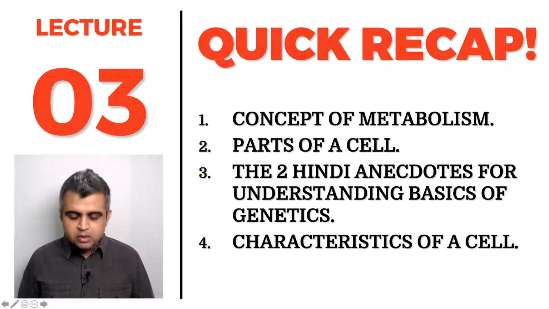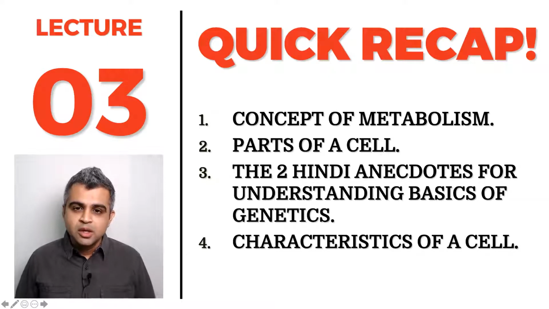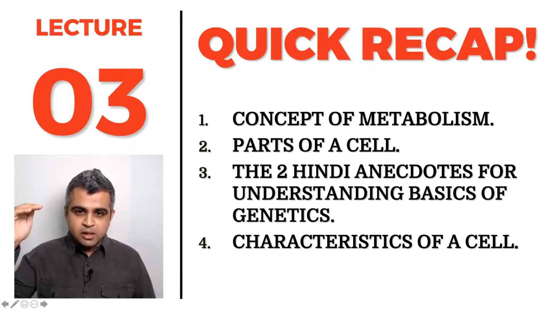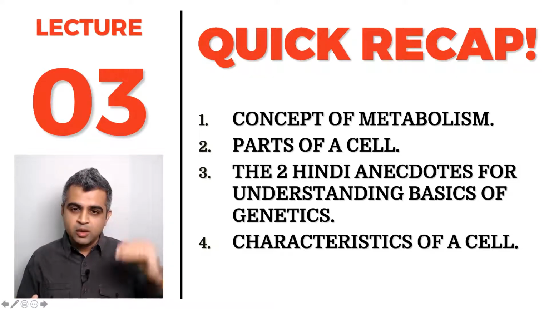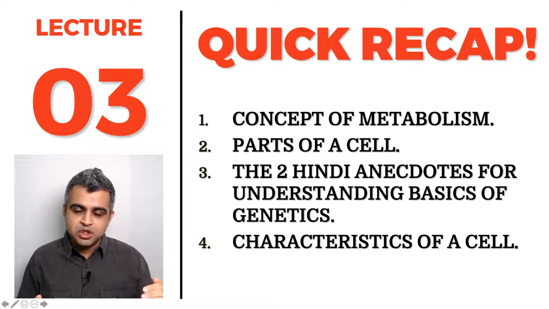Then we saw the 2 Hindi anecdotes which explain the main core concept of genetics. Here I quickly want to revise that once again: there are going to be cupboards which are going to have books, which are going to have pages, जिसमें किसके बारे में लिखा है और क्या लिखा है. So you are going to have a nucleus which is going to have chromosomes made up of DNA, which comprises genes, which are going to have the alleles. This is something that I will keep repeating even when we do genetics, so do not forget this part.